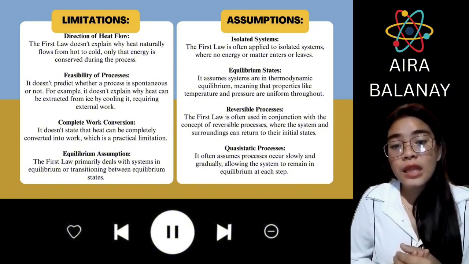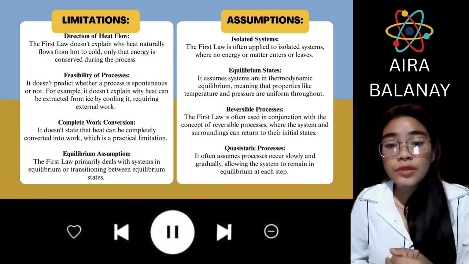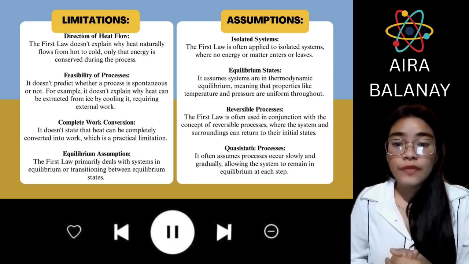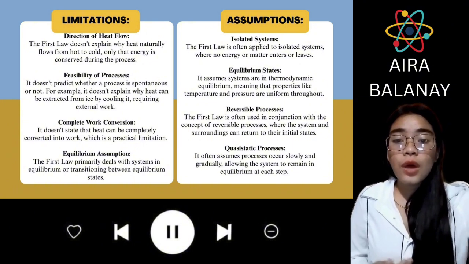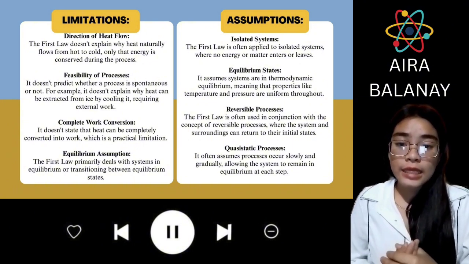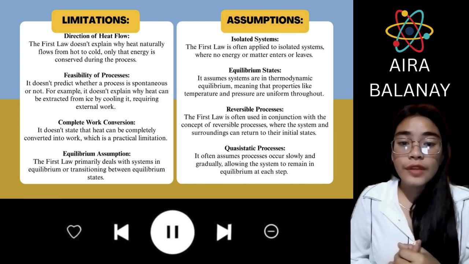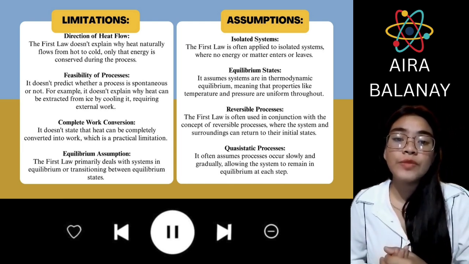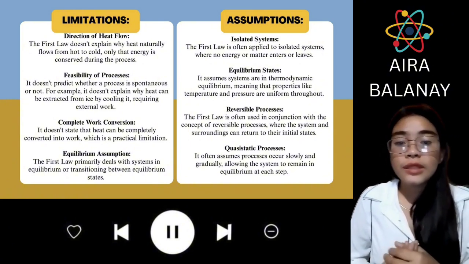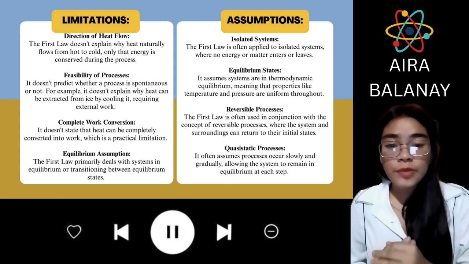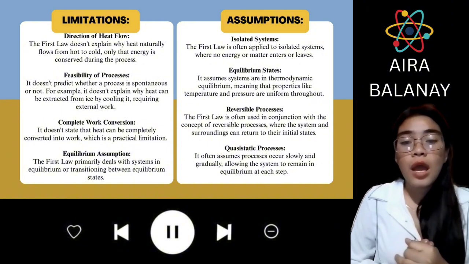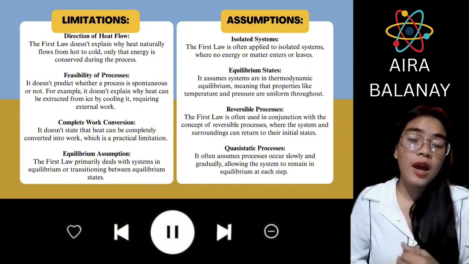So this process allows the system and its surroundings to return to their initial state without any loss or dissipation of energy. The last one, the fourth one, is the quasi-static process. It often assumes the process occurs slowly and gradually, allowing the system to remain in equilibrium, occurring in infinitesimally small steps, keeping the system in equilibrium at every stage to approximate idealized thermodynamic behavior.